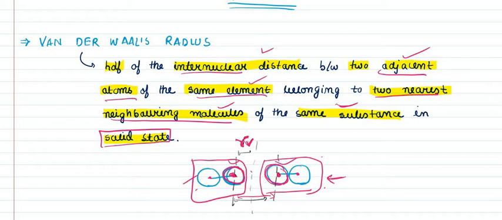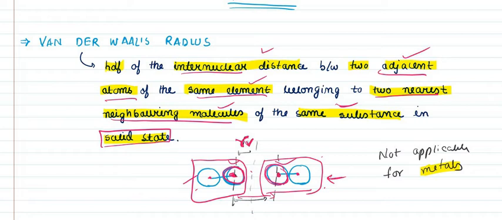Okay, remember one thing, this is not applicable for metals. Okay, you cannot tell the van der Waals radius of iron or the van der Waals radius of chromium, because it is not applicable for them. We will know the reason in the next half.